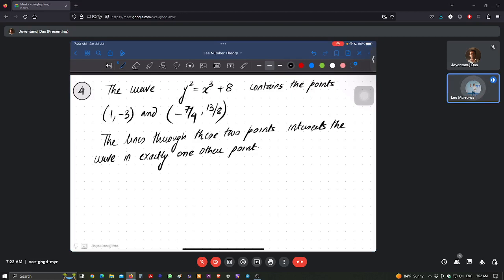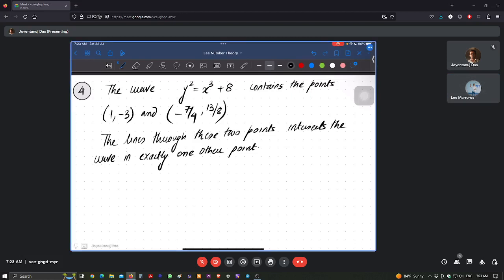I think the slope would be x1 minus x2 divided by y1 minus y2. No, it is the opposite: y2 minus y1 over x2 minus x1. Right. So let us compute that.